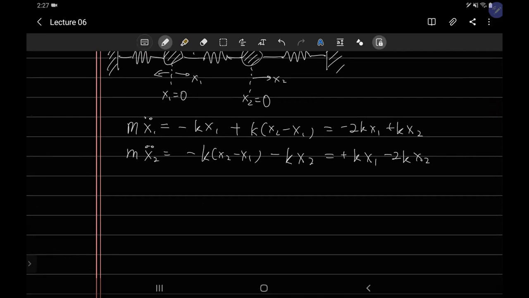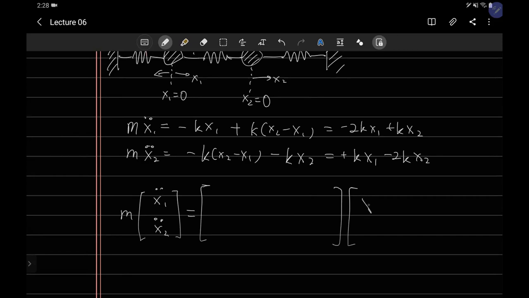So what we can do is collect the common factor of m, and it will be x1 and x2 double dot, and I can also set up the vector this way, x1 and x2. And what about this first equation? It will be minus 2k, and it will be k. And then for the second equation, it will be k and minus 2k. And then here, I can move this m to the right-hand side, so it will all be divided by m.